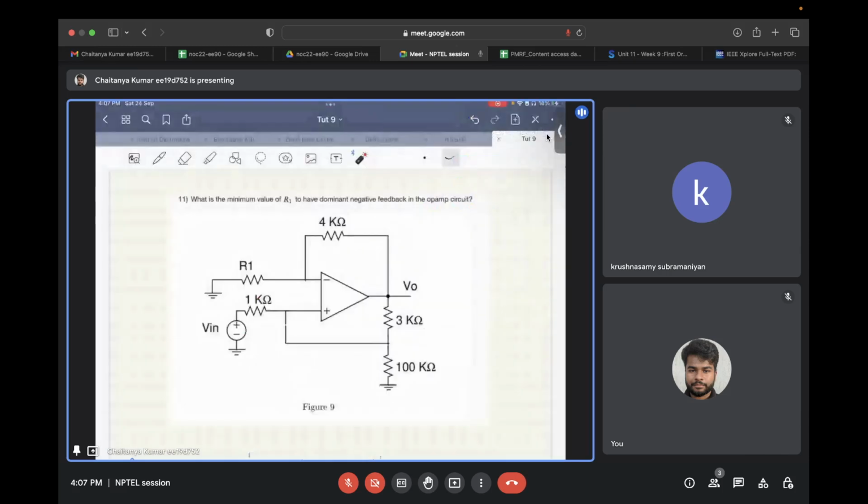So, in this question, you have the output of both op amps. From the output, you have a path to both the negative as well as the positive terminal of the op amps. What you need to find is the minimum value of R1 so that this complete circuit remains in negative feedback.